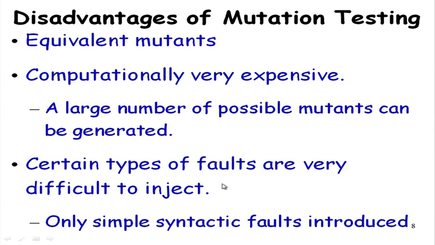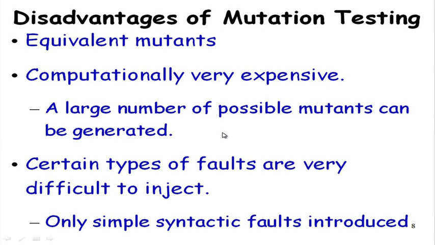And also, we can inject only simple syntactic faults and certain types of faults. For example, algorithmic faults and so on, we cannot really introduce these, and for those types of faults, the coupling effect may not really hold. So, mutation testing is very effective on simple programming bugs, where the programmer committed simple errors while writing the program. But for more complex types of bugs, like algorithmic bugs, performance bugs and so on, mutation testing may not be that effective.